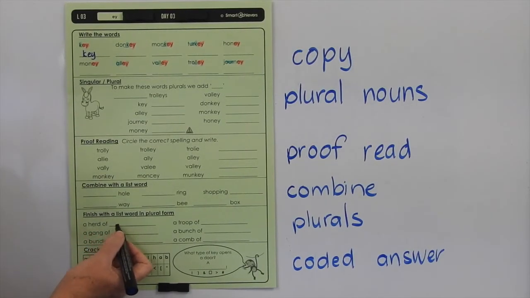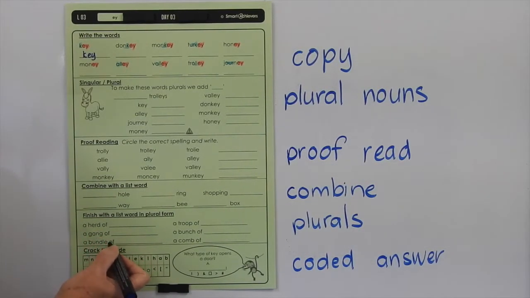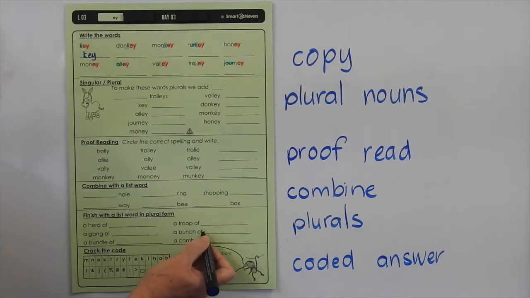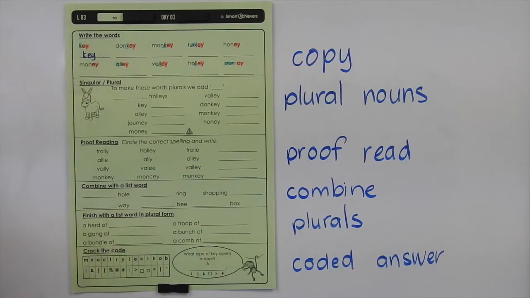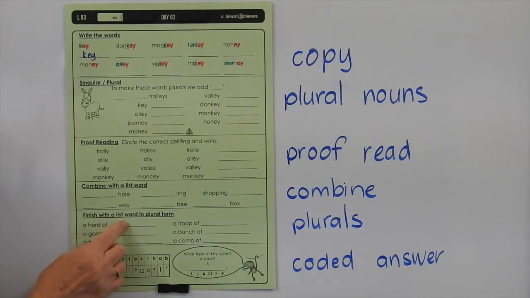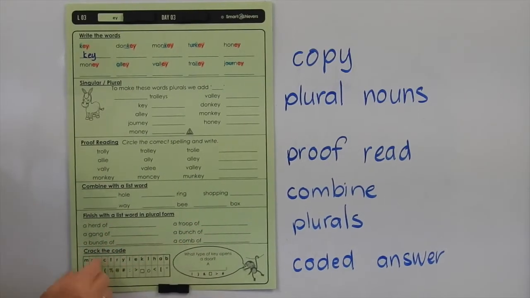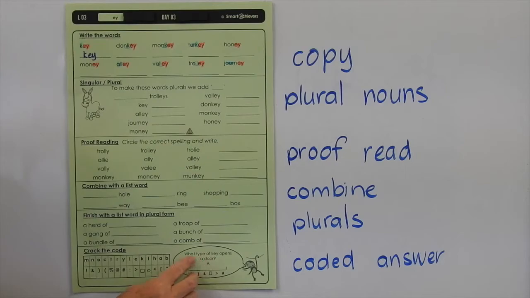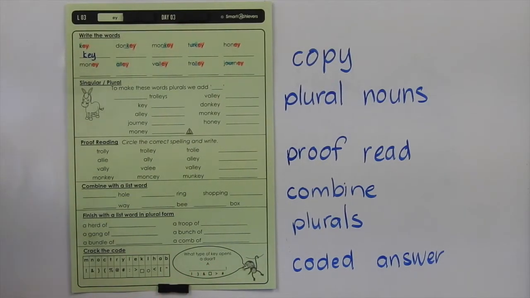A herd of something, a gang of, a bundle of, a troop of, a bunch of, and a comb of. You might have to do a bit of research within your group or discussion within your group to work out the best word for each of those plural forms. Crack the code. The joke is, what type of key opens a door? And to work out what the answer is, you're going to have to use these symbols, look them up, that's your key, to work out what each symbol means, and then write the letter above each symbol to work out the answer.